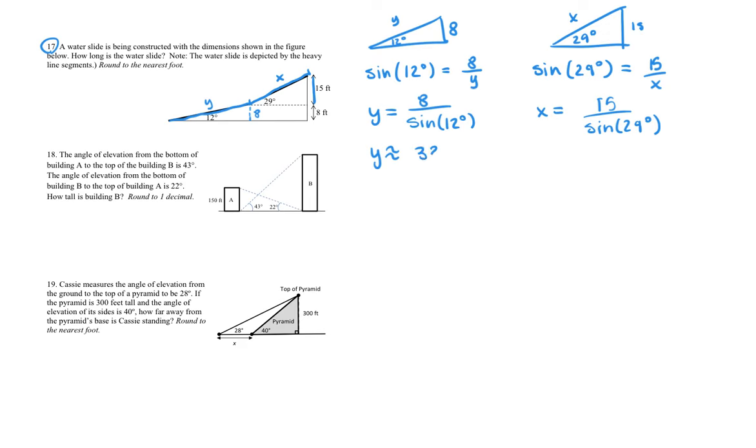Okay, and then when we punch that into our calculator, we should get that y is equal to 38.48 and x is approximately equal to 30.94. So then we know that the length of the water slide should just be x plus y. So then that should give us 69.4 feet, which is equivalent to 69 feet if we're going to round.